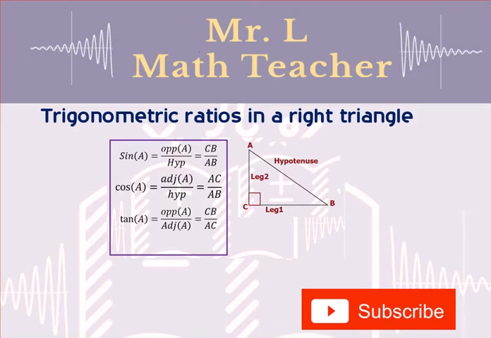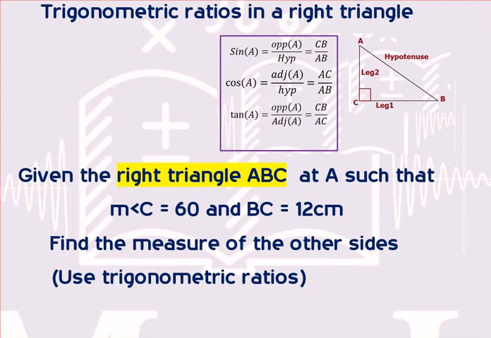Also guys, tangent of angle A can be seen as sine A divided by cosine A. This rule will be proved in other videos later. So here guys, we have a direct application of how we solve with the trigonometric ratios.